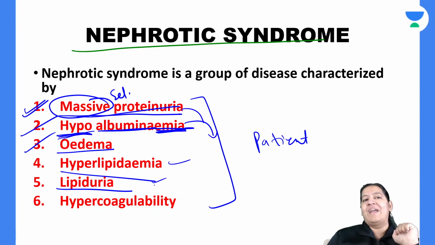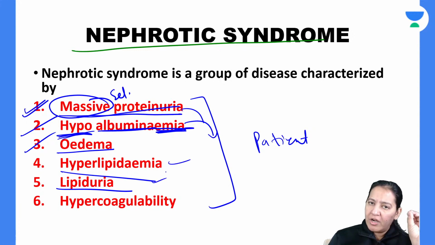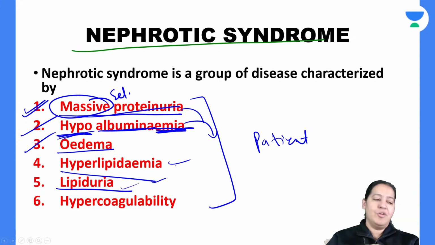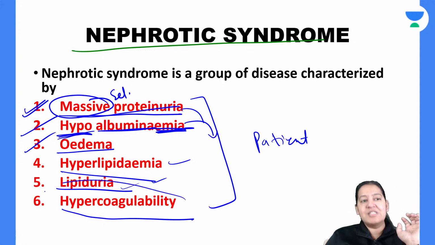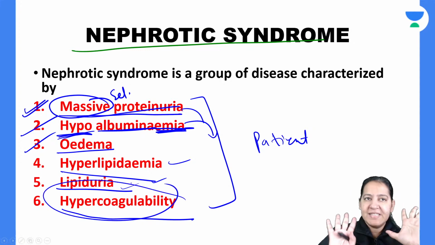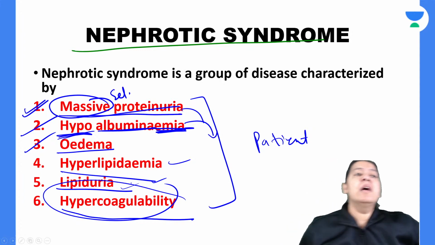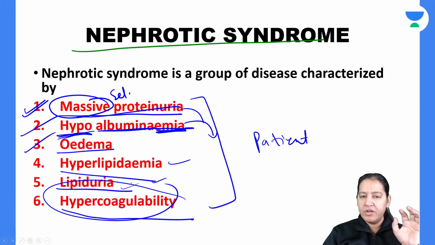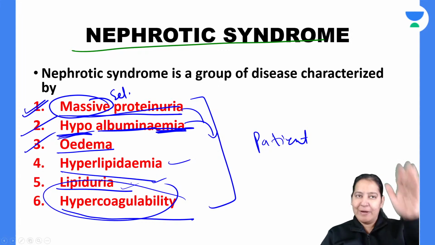These are the next two findings in this patient. If you check the cholesterol in blood, it is more. If you check the cholesterol crystals in the urine, it is more. Give me a thumbs up. The last and the sixth is hypercoagulability. I will explain the reason for this later on. These are the 6 features present in a patient of nephrotic syndrome. Have you got it? Now I will explain the reason for everything.